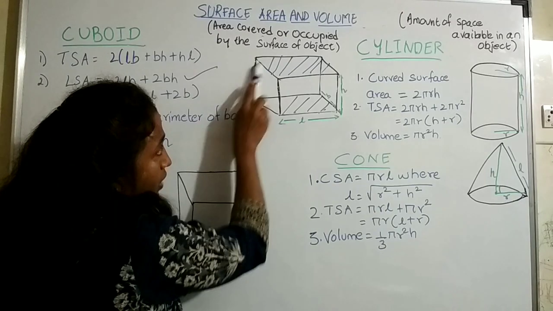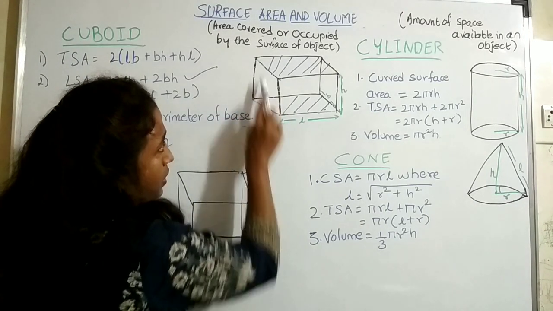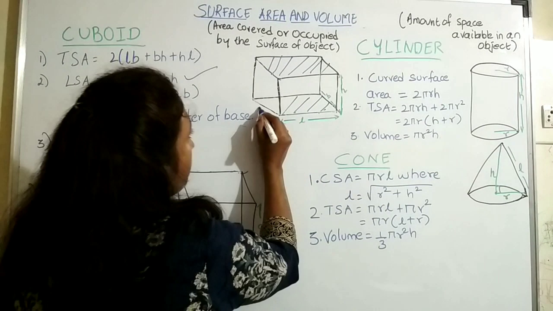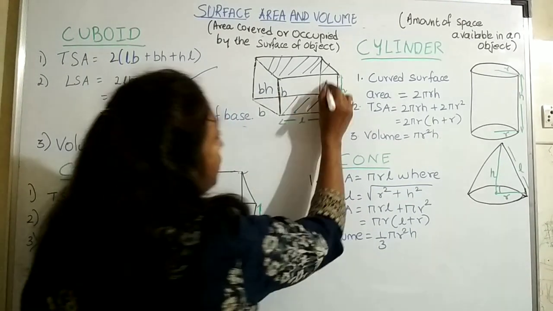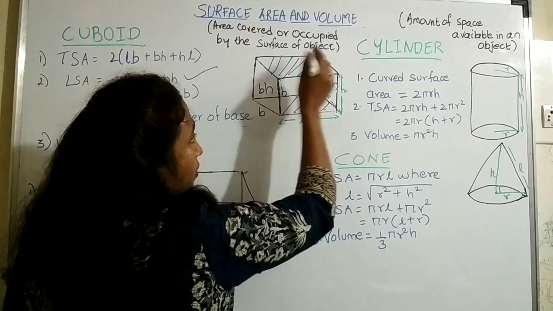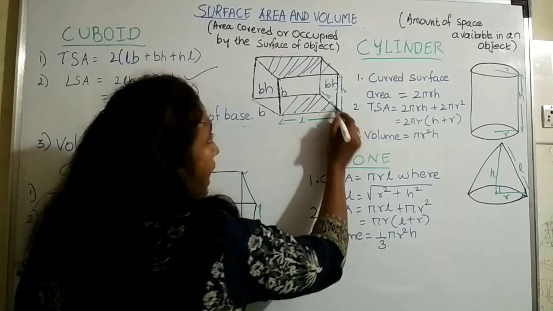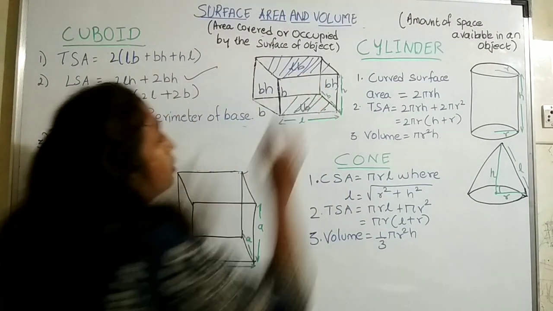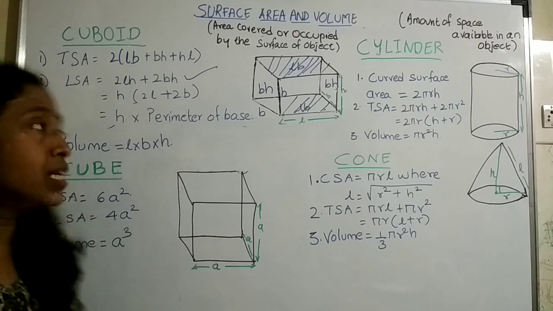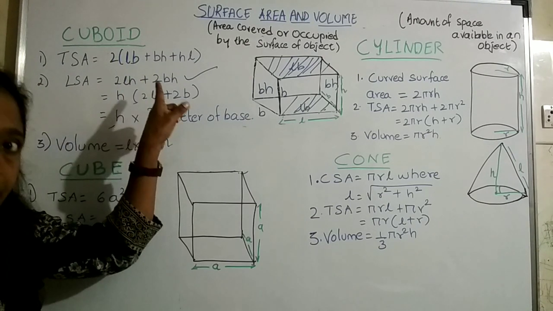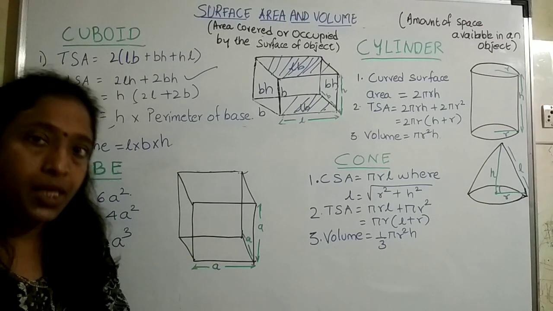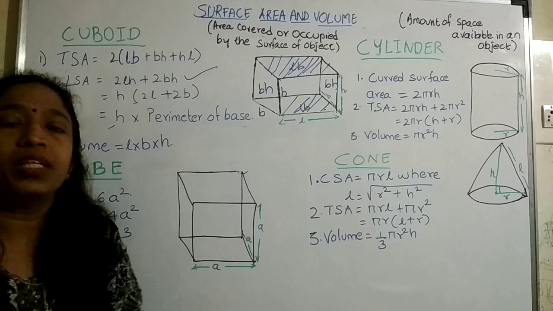Coming to this particular area, this is B and this is H. You know that the area of a rectangle is length into width, so here it is B and H. So this is BH, and here it will be 2BH. Similarly, the upper and lower: this is L, this is B, so this is LB, this is LB. So LB plus LB will be 2LB. So the TSA of the cuboid is 2LB plus 2BH plus 2HL. If you take 2 common, you get 2 into (LB plus BH plus HL). That is the total surface area.